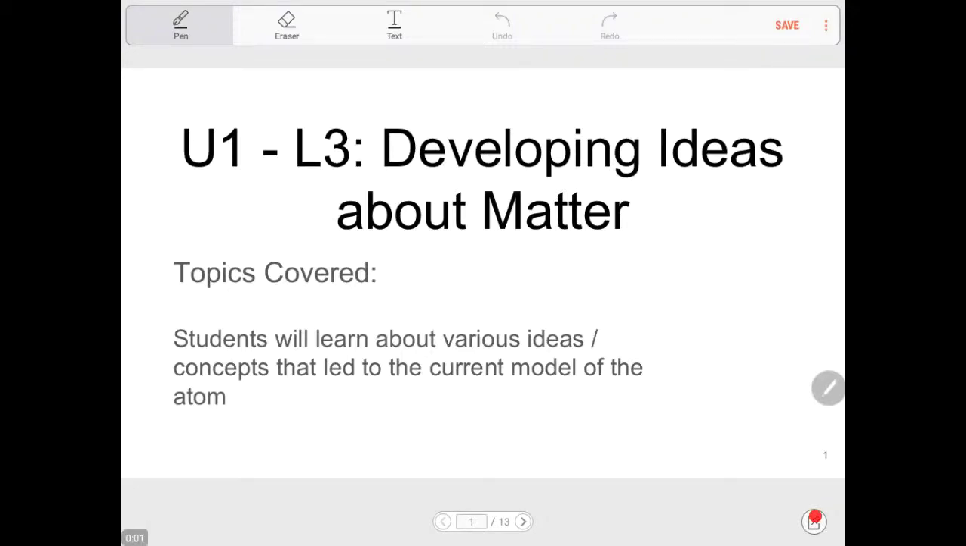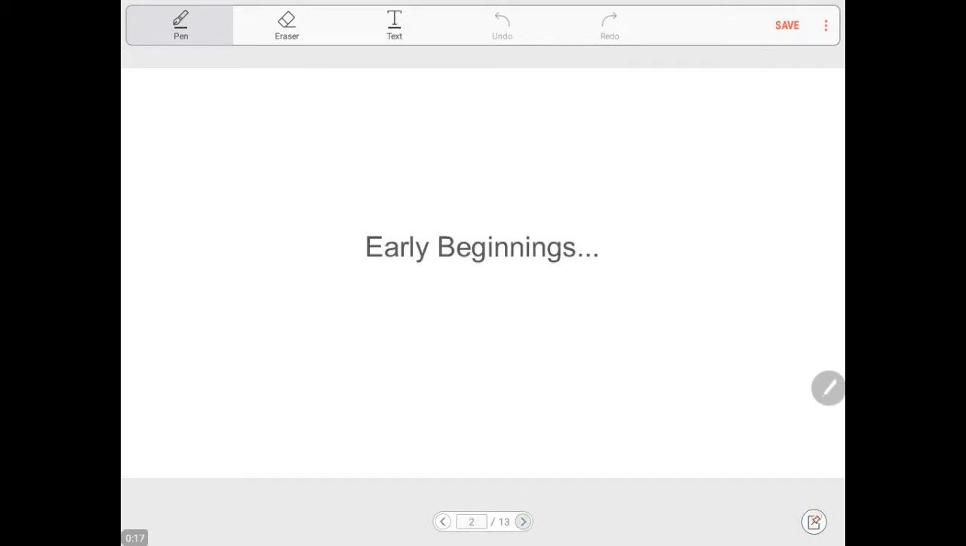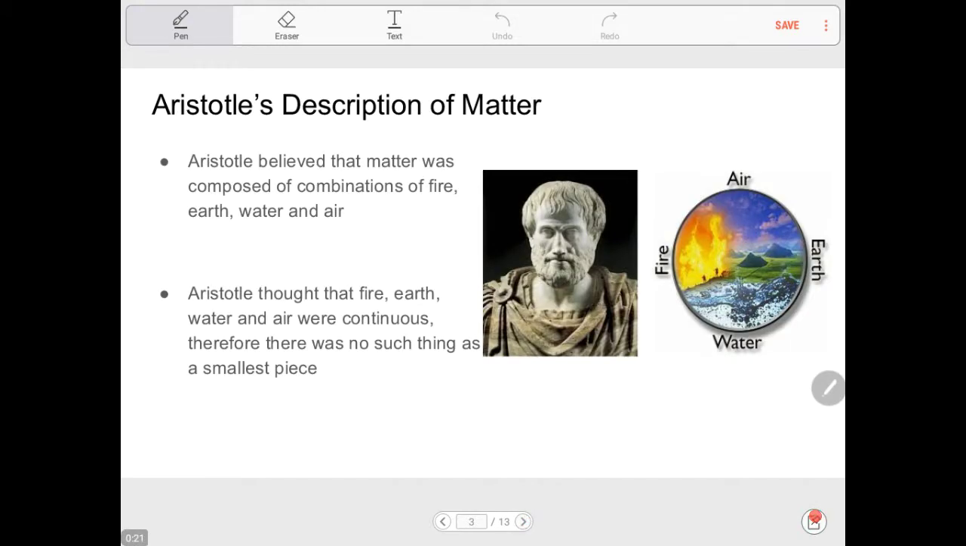Hi everyone, we're now on the third lesson of our first unit, which is chemistry. Specifically today we're going to look at some main contributions to the current model of an atom that we accept today. Now, as I move along here, there are some very, very early developments that I put here as early beginnings. I'm going to go through these somewhat quickly, and in fact, I might not even touch on them too much. I would like you to be familiar with them.